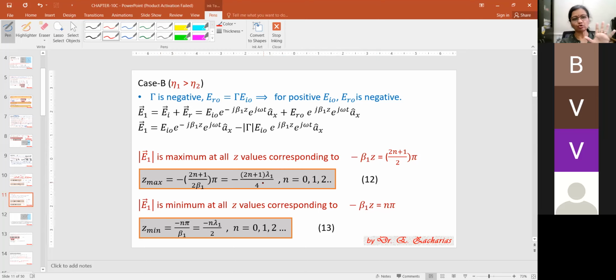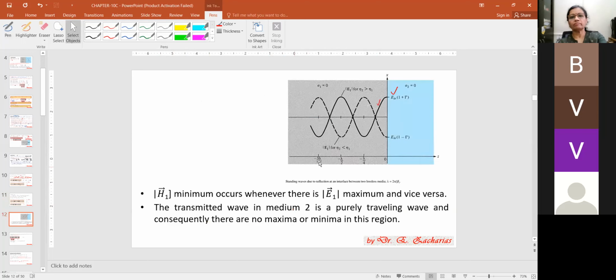Don't worry, all these things you don't have to really mug up. So here is your graph for eta 2 less than eta 1. Here also you will find that the minimum for the electric field will be at Z equal to 0, and the maximum for the electric field in the other case will be at Z equal to 0. So these are not standing waves, remember. The picture given here is not of a standing wave. The picture given here is of how the net electric field will look on the medium 1 side.